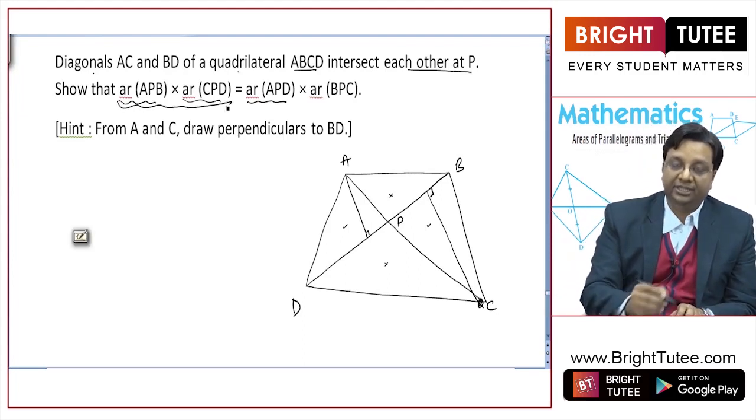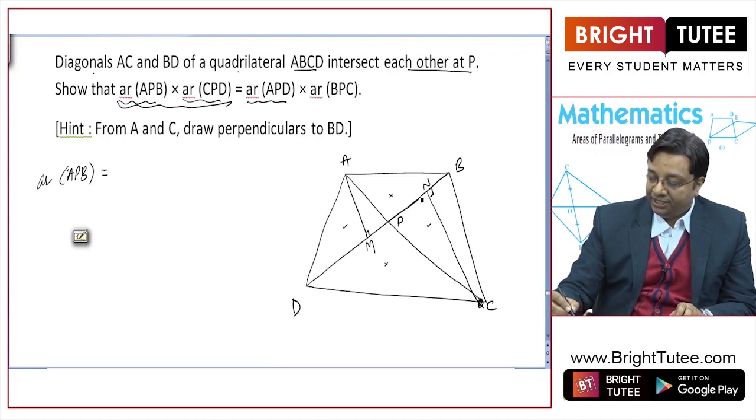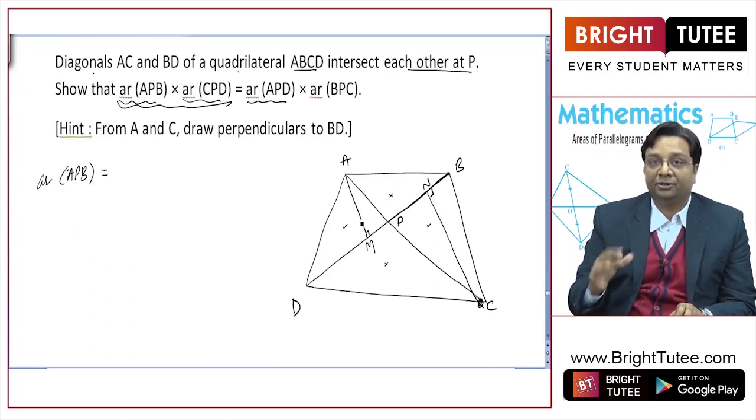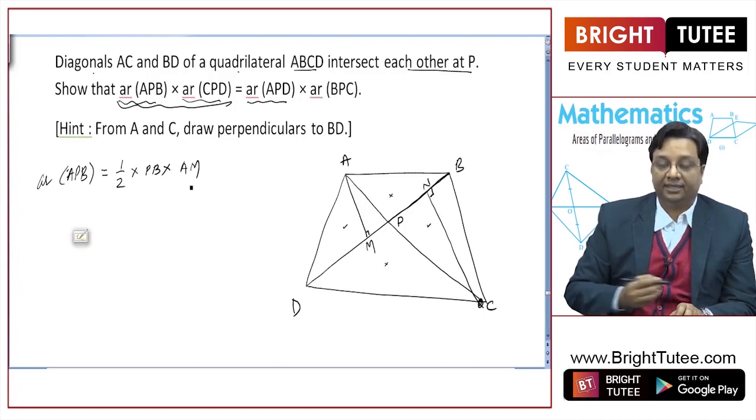So let us first of all deal with the left hand side. We require the area of APB. What is the area of APB? Let us look at it. Let us name these as M and N, let us say. For the area of APB, if I consider BP as my base, then AM will be the height, right? That is why we dropped these perpendiculars. So the area of APB is equal to half into PB into height AM, right? The perpendicular is outside the triangle.